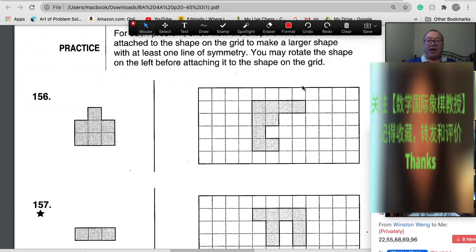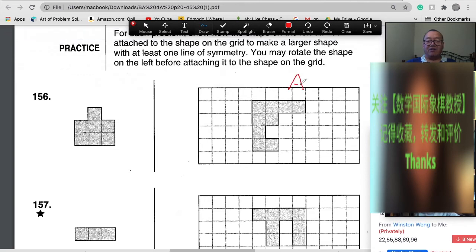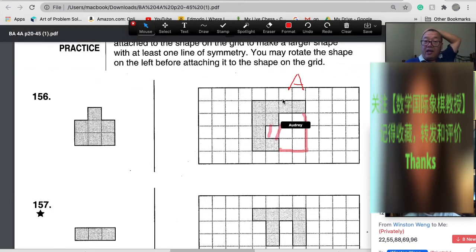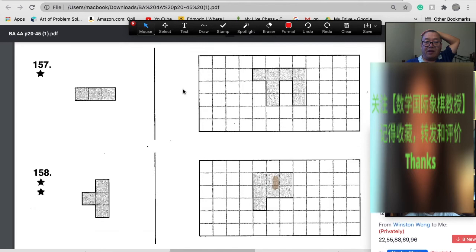Okay, Audrey, you want to do this? Okay, now I'll give this one to Audrey. Now let me move this one a little bit bigger. Yes, this one's right. See, Audrey did this. This is very good. Yeah, then by this way you have a horizontal line and a vertical line as symmetry lines. This one's very good. Now let's see. Yeah, Kimberly, you can do 156.